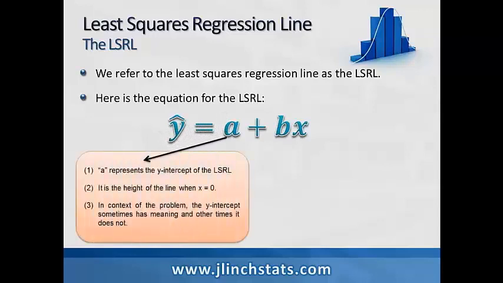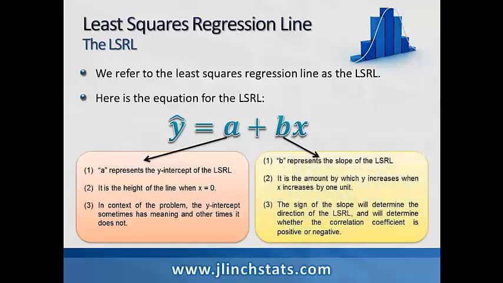A represents the y-intercept of the LSRL. It's basically the height of the line when x equals 0. And in the context of the problem, the y-intercept sometimes has meaning and other times it does not. It all depends upon the problem situation. Now b represents the slope of the least squares regression line. It is the amount by which y increases when x increases by 1 unit. The sign of the slope will determine the direction of the least squares regression line and will determine whether the correlation coefficient is positive or negative.